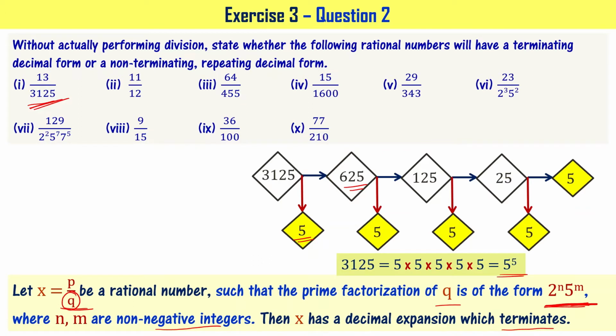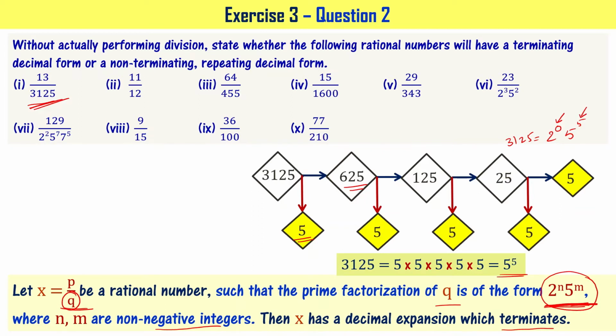Is it looking in the form of 2 power n 5 power m? Yes, it is looking. When I write 2 power n as 2 power 0 and then 5 power m as 5 power 5, this is equal to 3125, right? Since it is in this form and where n and m are non-negative integers, 0 is a non-negative integer and 5 is also a non-negative integer, right?